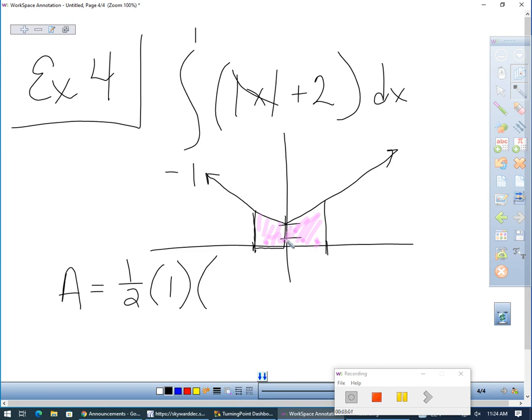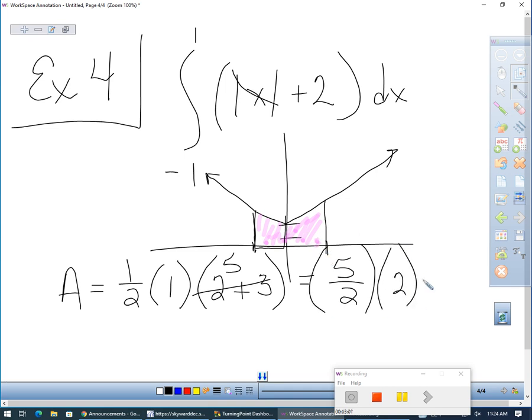The base, how high is this length right here? That's 2 plus, how high is this one? That would be 3. If you took -1 and plugged it into our function, the absolute value of -1 is 1, plus 2 is 3. Right? That's the easy way to find out what the value is. Okay? So then we have 5 divided by 2, or 5/2. So this side is 5/2, and if this side is 5/2, times it by 2, we get 5. Very good.